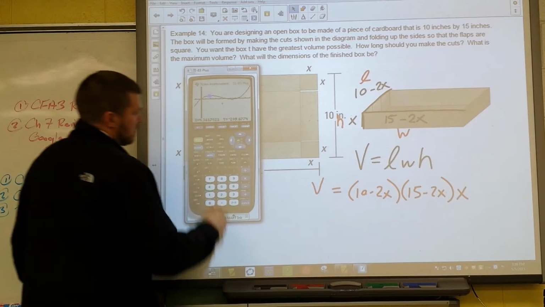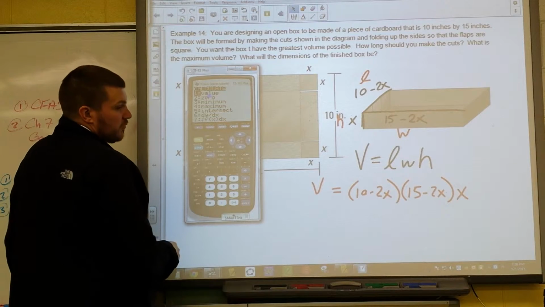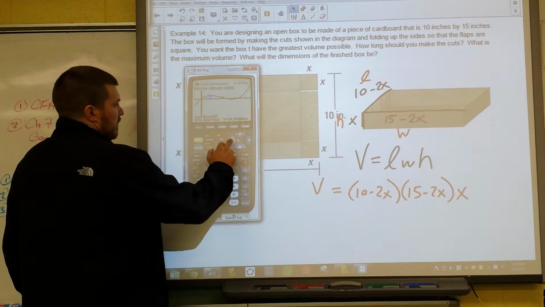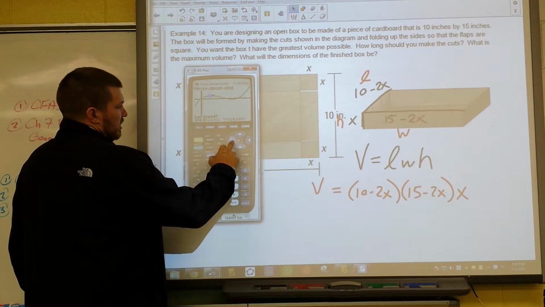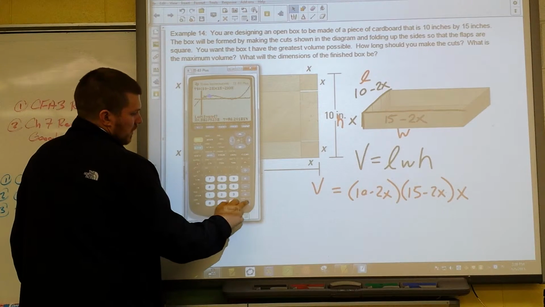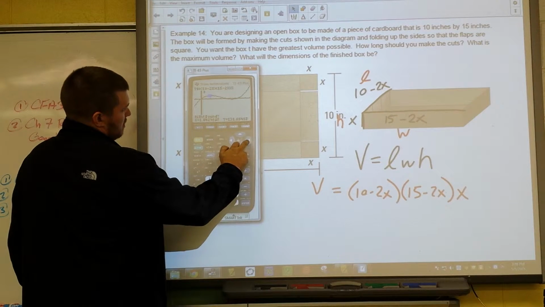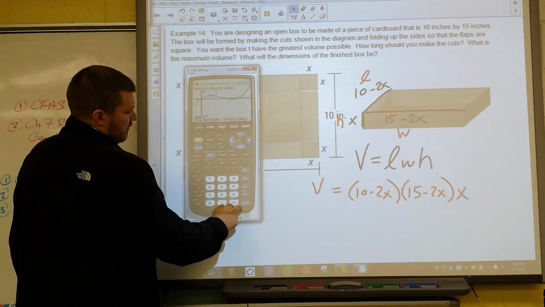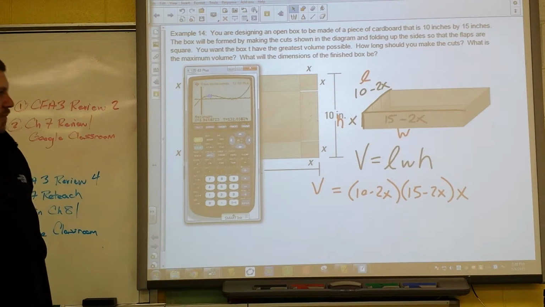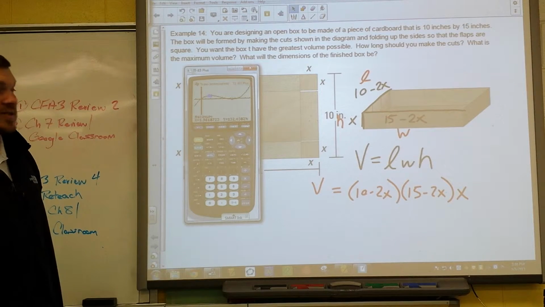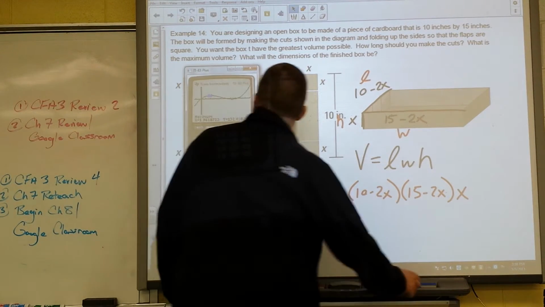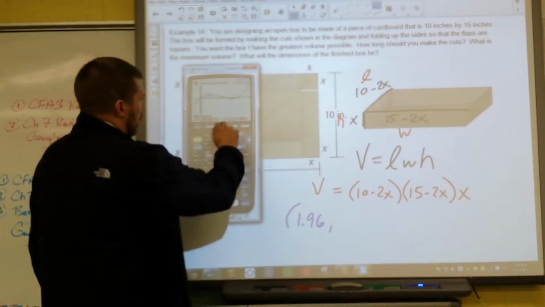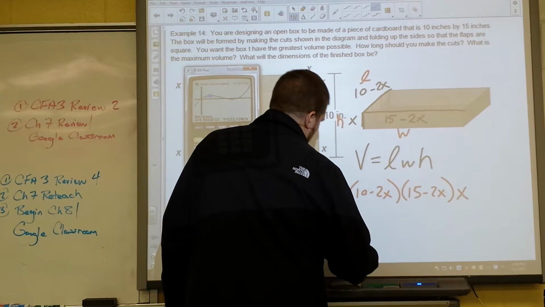And it's a maximum, so what I'm going to do is second calc, option 4 for maximum, and the calculator is going to ask you a few questions. First off, for left bound, you want your cursor to be somewhere on the left side of this hill. For the right bound, you want your cursor to be somewhere on the right side of the hill. And then for the maximum, you're going to move your cursor in position and hit guess. So my maximum happens at x equals 1.96, comma, 132.03.